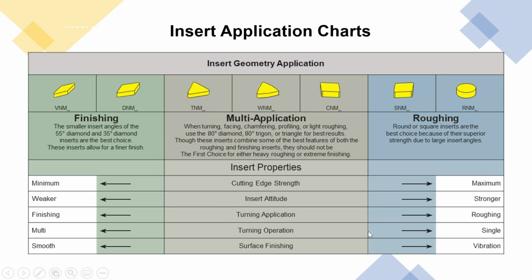Turning operation: this is only for external turning. For external turning we can use this, but this one is different. For turning, facing or other operations we can use these tools. And surface finish: here is less surface finish, here higher surface finish.